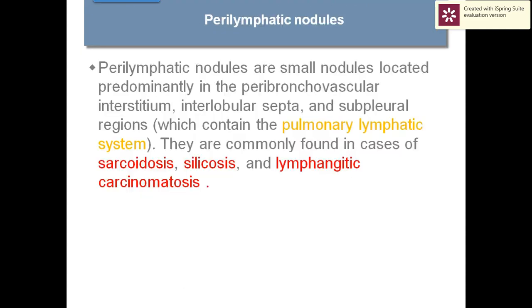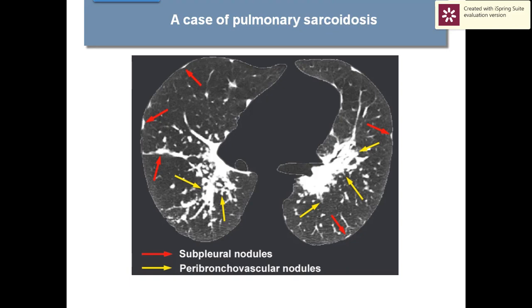The disease can affect the perilymphatic area, around the secondary lobule: lymphangitis carcinomatosis, silicosis, and sarcoidosis can present with perilymphatic nodules. This picture shows the lymphatic system, peribronchial or peribronchovascular nodules, subpleural nodules, sometimes also in the periphery, which is a case of pulmonary sarcoidosis.